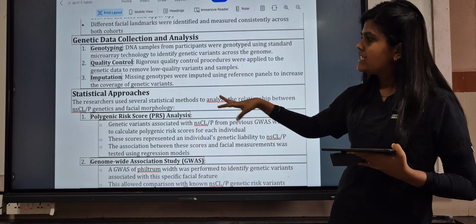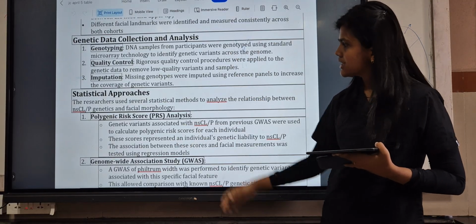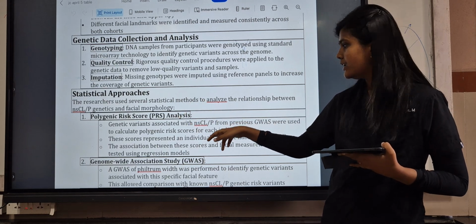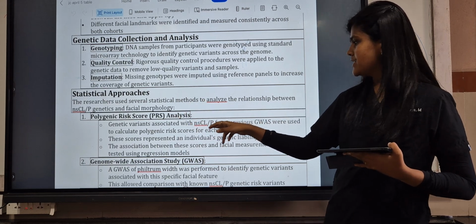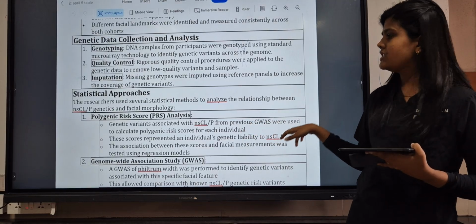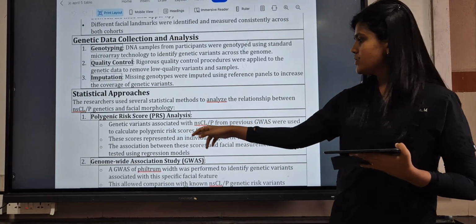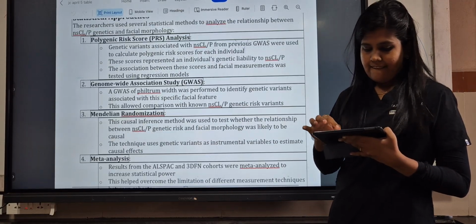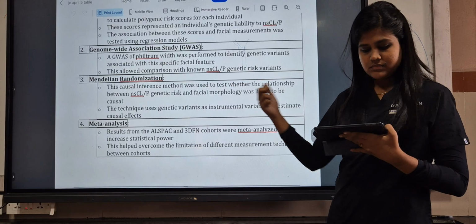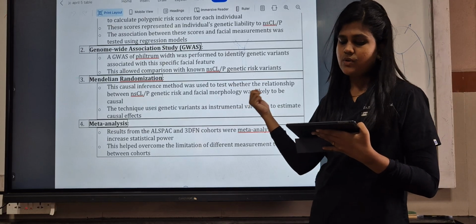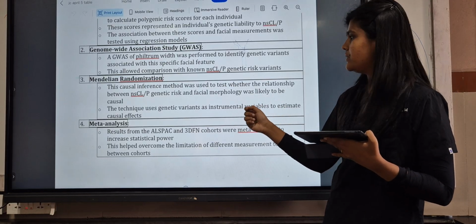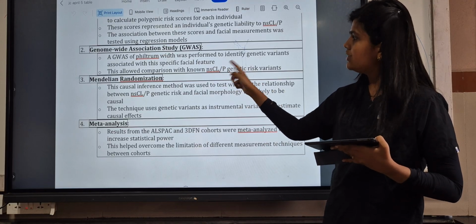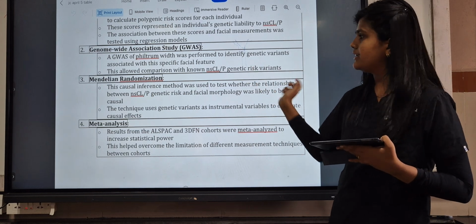After collecting all these, they included the statistical approaches. In the statistical approach, the polygenic risk scores analysis was done. The scores represent an individual's genetic liability to non-syndromic cleft lip and cleft palate. The association between these scores and facial measurements was tested using regression models. The GWAS of philtrum width was performed to identify genetic traits associated with the specific facial feature. This allows comparison with known non-syndromic cleft palate genetic risk variants.